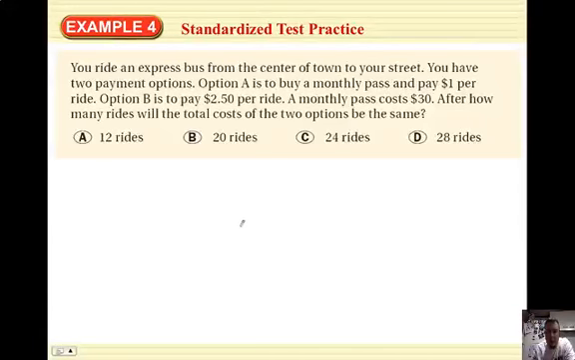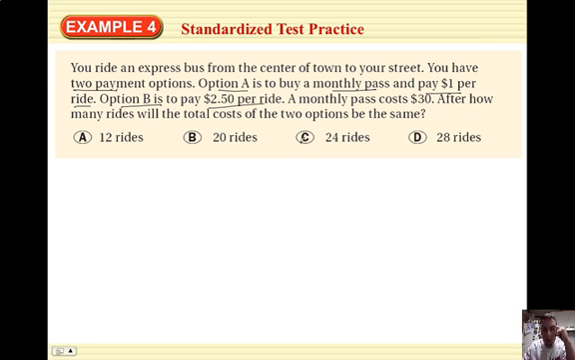Alright, last example here in this section. Word problem here. You ride an express bus from the center of town to your street. You have two payment options. Option A, buy a monthly pass and pay $1 per ride. So buy a monthly pass and then still pay $1 per ride. Option B, just pay $2.50 per ride.